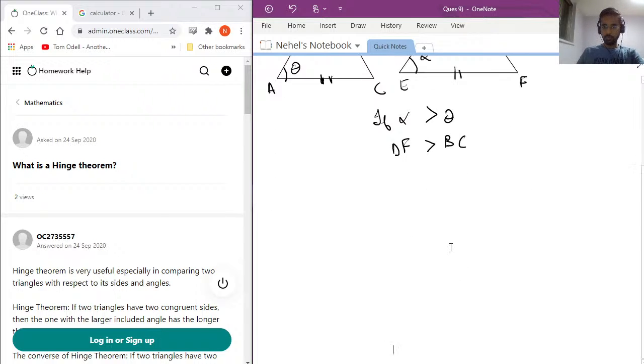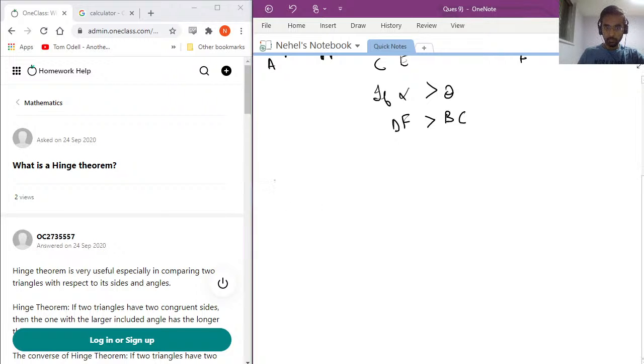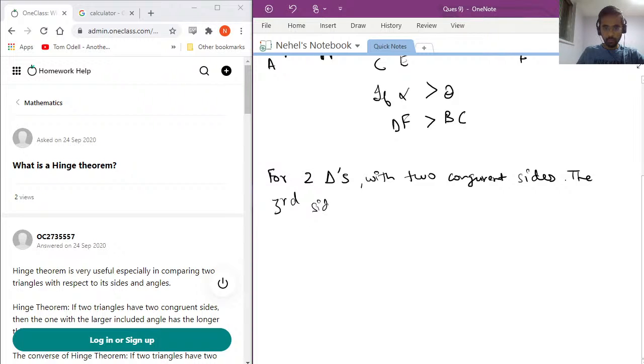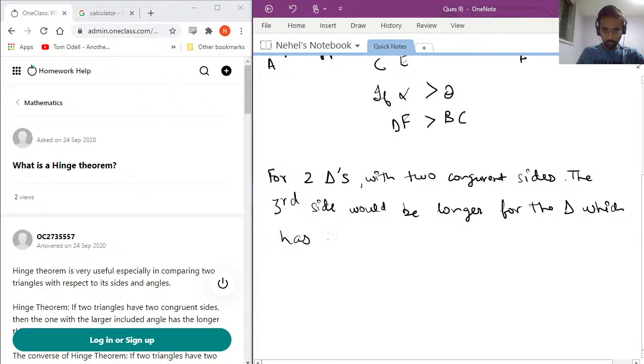Okay, so if I were to write that down: for two triangles with two congruent sides, the third side would be longer for the triangle which has a bigger enclosed angle.